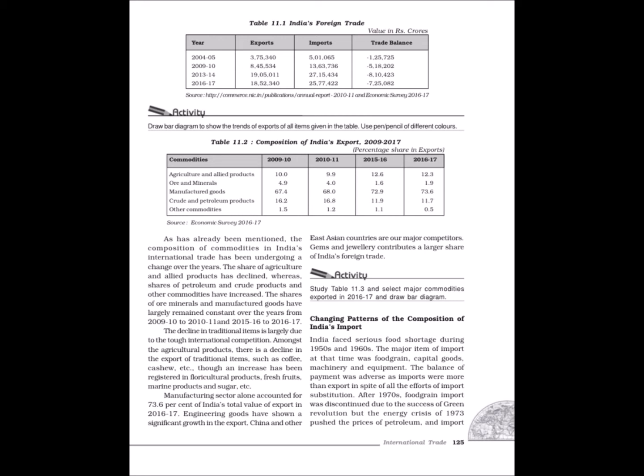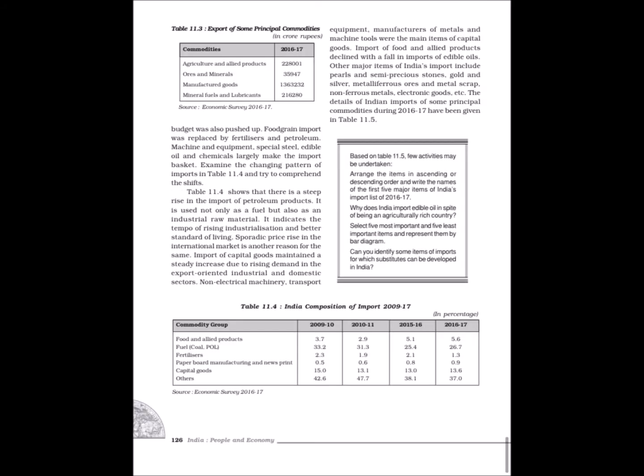Changing patterns of the composition of India's import. India faced serious food shortage during 1950s and 1960s. The major item of import at that time was food grain, capital goods, machinery and equipments. The balance of payment was adverse as imports were more than export in spite of all the efforts of import substitution. After 1970s, food grain import was discontinued due to the success of Green Revolution, but the energy crisis of 1973 pushed the prices of petroleum and import budget was also pushed up. Food grain import was replaced by fertilizers and petroleum. Machine and equipment, special steel, edible oil and chemicals largely make the import basket.